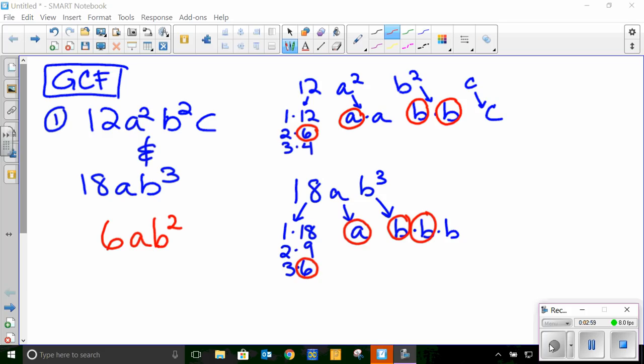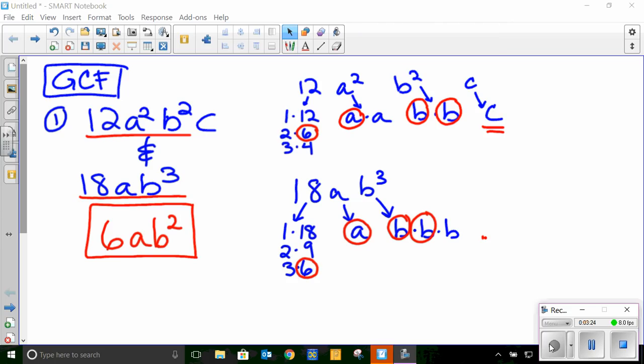I do not have a c common down here. There's no c that matches this. So c is not something they have in common, so it is not part of my common factoring, I should say. And so therefore, my greatest common factor between 12a squared b squared c and 18ab to the third is 6ab squared. That is my greatest common factor there.